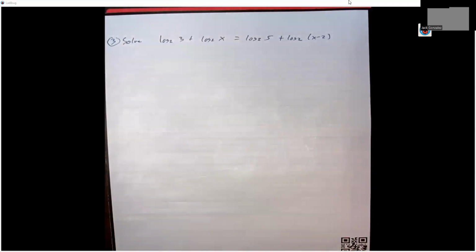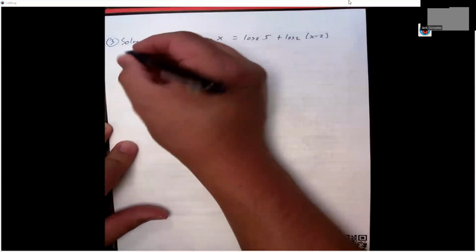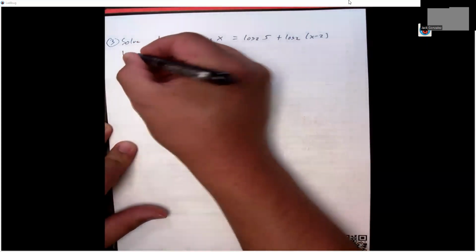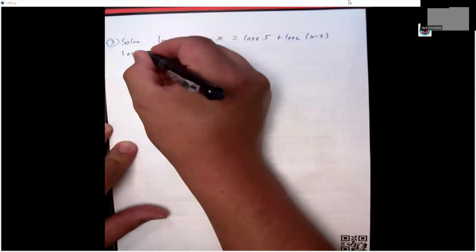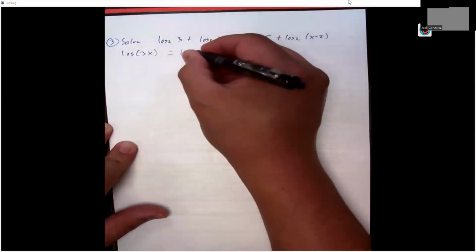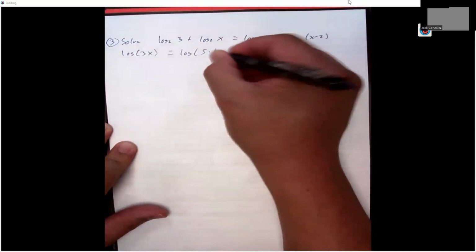In the notes we said combine your logs first so you can start trying to cancel things. Here we have a sum. The first step is to change that to log of 3 times x. On the right hand side, we have a 5 and an x minus 2, so that'll be log of 5 times x minus 2.